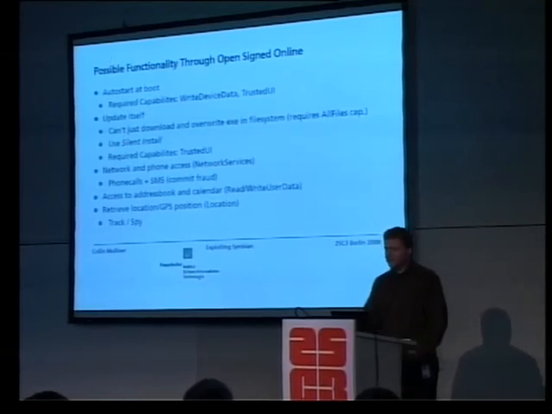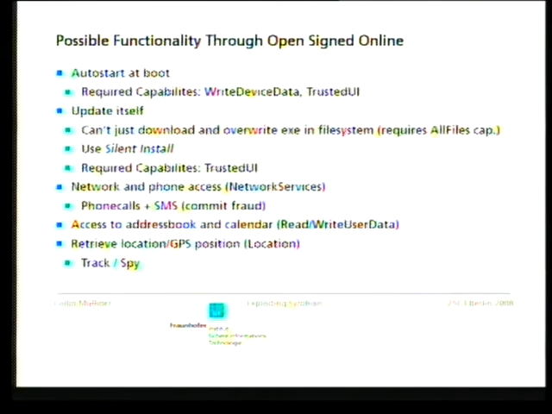So what could you do if you abuse the online signing system? Of course auto start. Of course self update is always nice, or installation of other utilities using stuff like silent install, which is just another add-on library which you could of course easily embed into your malware. Of course, access to the phone network, access to the address book, calendar, and possible location tracking and stuff like that.